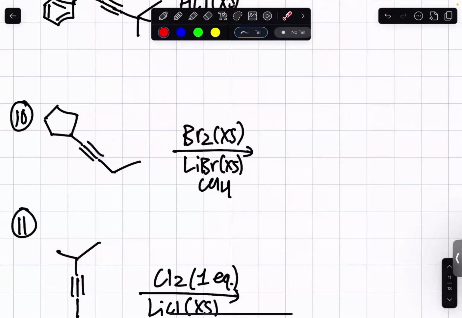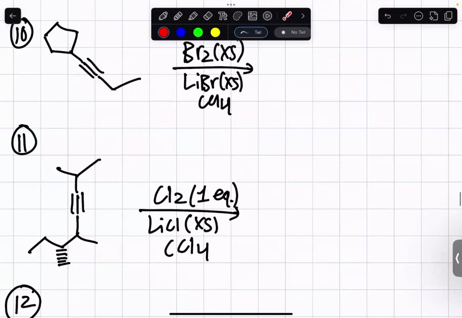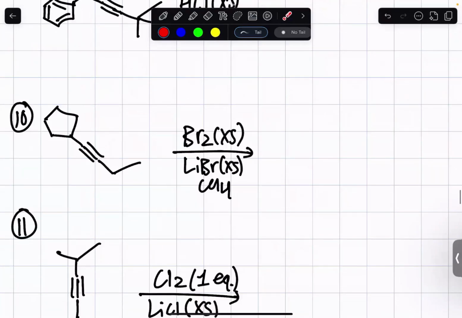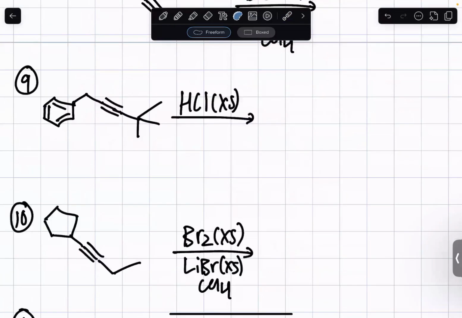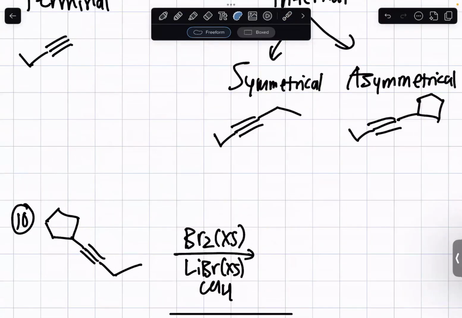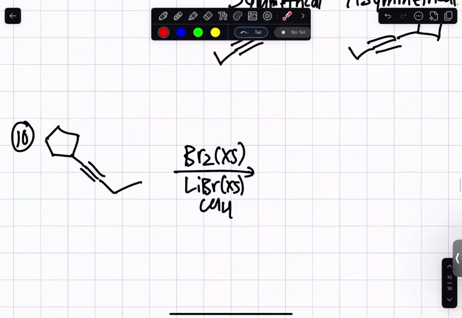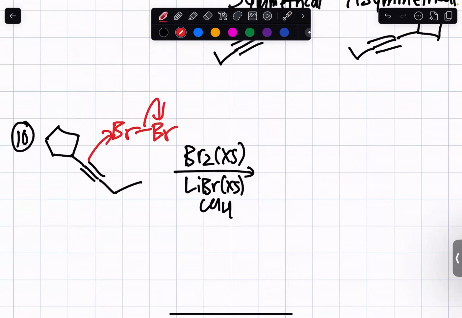Okay. Number 10. So for this one right here, this is halogenation of an alkyne. Let's do the same mechanism as the alkene. LiBr here is just a catalyst. Ignore that. What is the intermediate again for this reaction that gets formed?